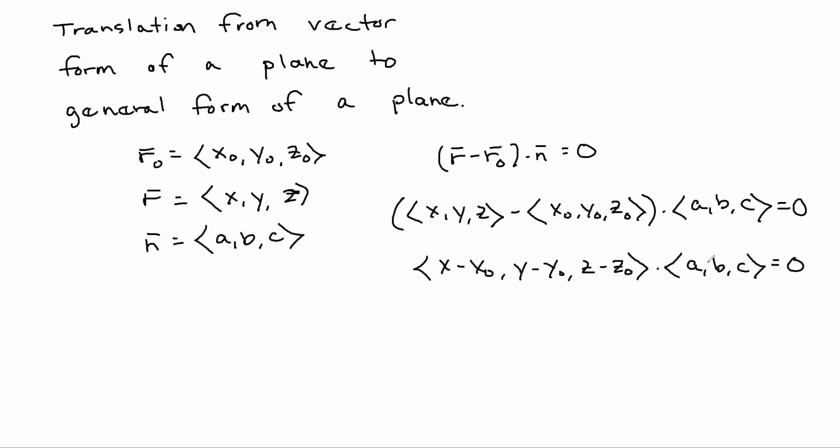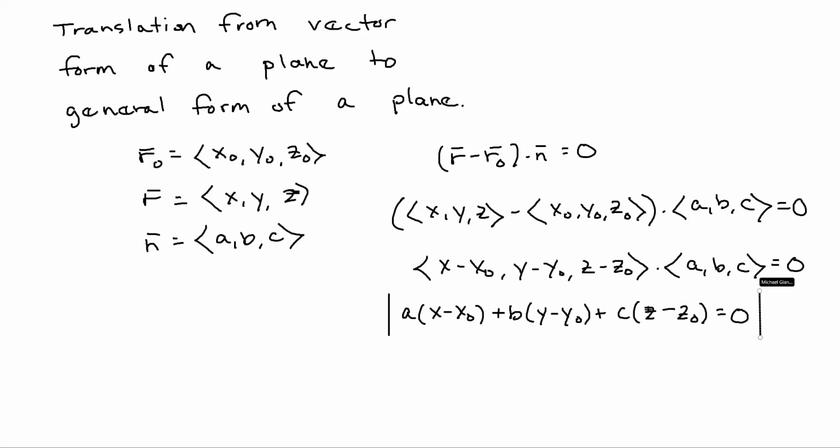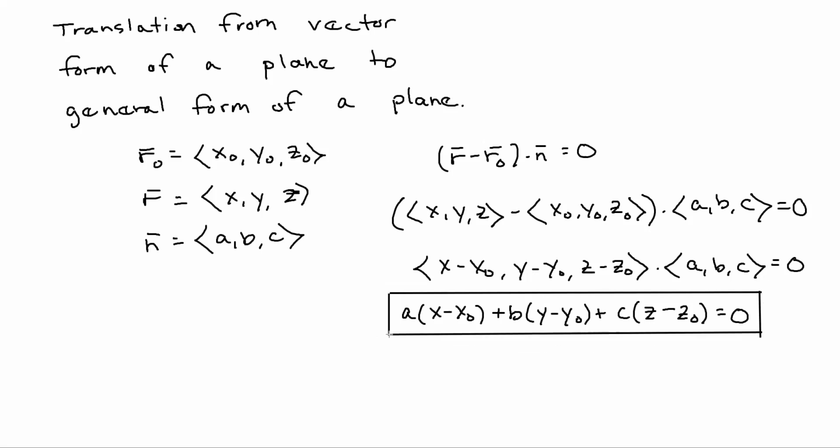And then when you do the dot product here, we do component-wise multiplication, and we add. So we're going to get A times (X minus X naught) plus B times (Y minus Y naught) plus C times (Z minus Z naught) equals 0. Okay, and that is going to be our general form for a plane. We're going to use that throughout the semester. Pretty much whenever we want to go through and define a plane, this is the format we will use.